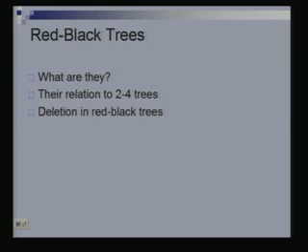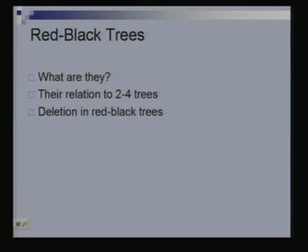So, in today's class we are going to be talking about red black trees. We are going to spend some time discussing what red black trees are, what is the relation to 2-4 trees is what we will discuss next, and then we will see the process of deletion in red black trees. It's going to be a slightly more involved process, so we will be spending a fair bit of the class on deletion. In the next class we are going to handle insertion in red black trees.